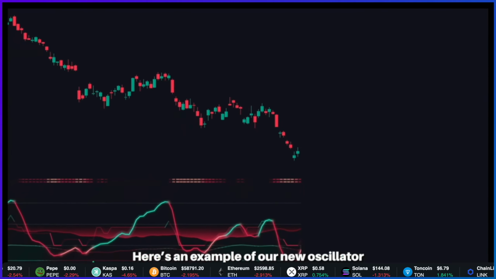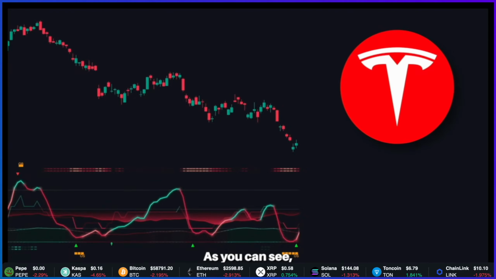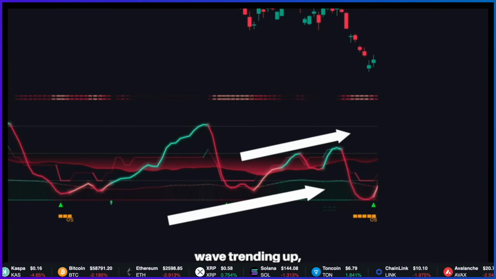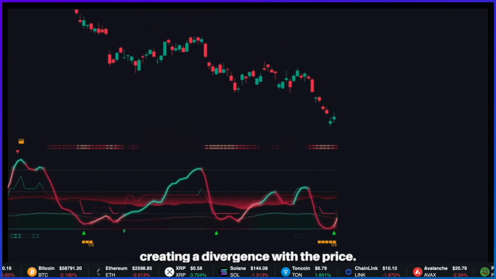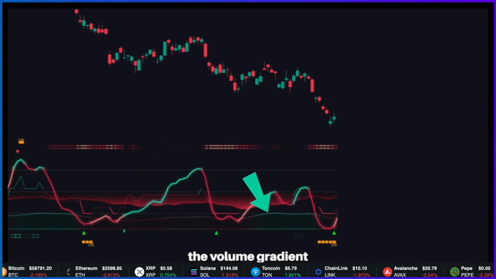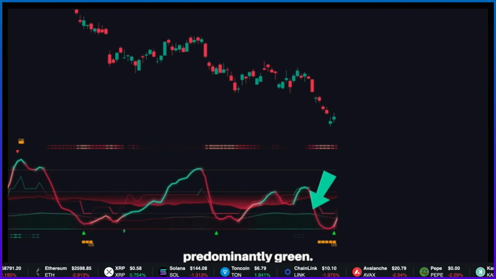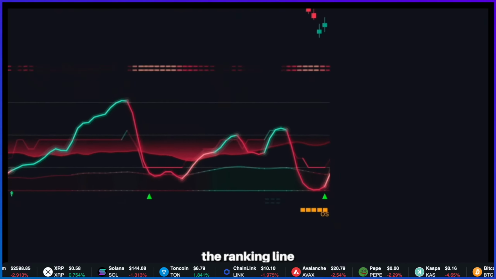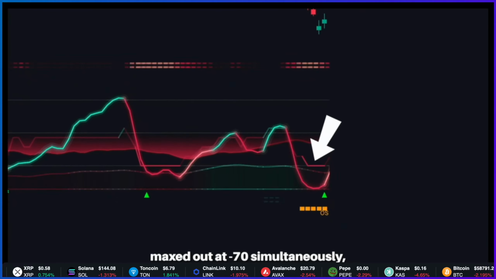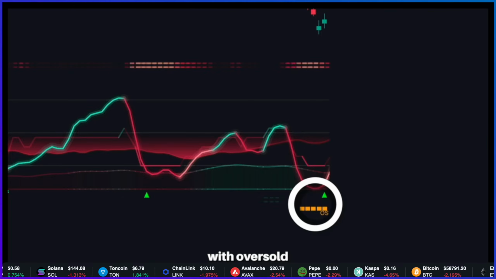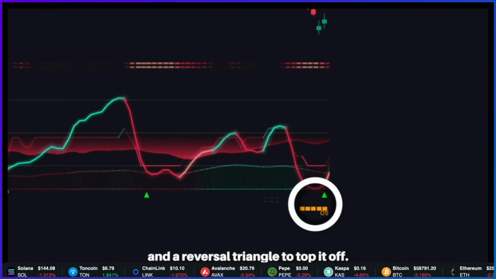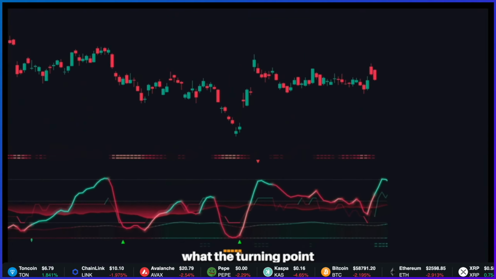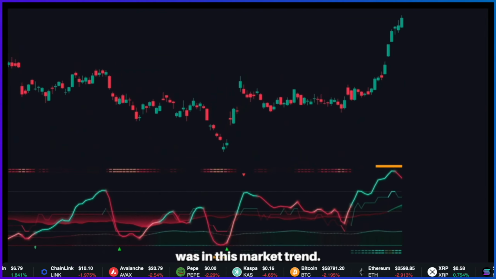Here's an example of our new oscillator on Tesla stock. As you can see, there is a strong downtrend. However, we see the money flow and volume wave trending up, creating a divergence with the price, and you can also see the volume gradient is becoming more predominantly green while trending up and setting higher highs. Not only that, we also see the ranking line maxed out at -70, simultaneously with oversold signals appearing and a reversal triangle to top it off. Now, if I play this out, you can clearly see where the turning point was in this market trend.